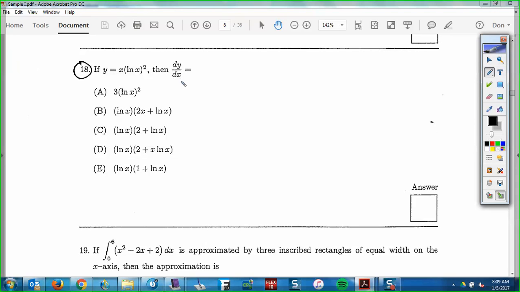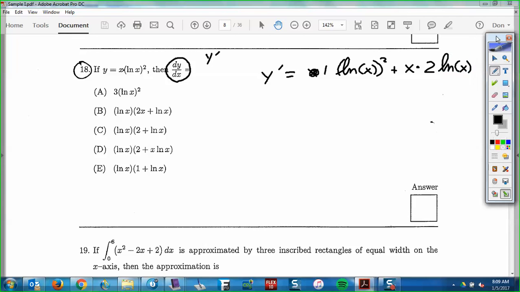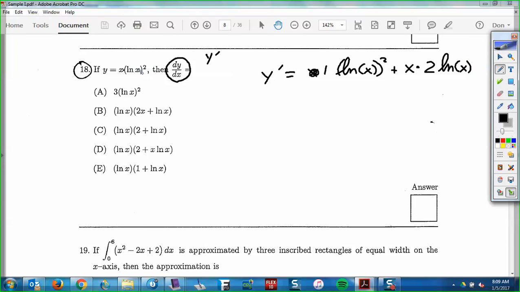Okay, so remember, the notation this packet uses, it uses dy dx a lot more than y prime, but remember, dy dx is just the same as y prime, right? So they're just saying find the derivative of this. So you've got to do a product rule right there. So y prime is going to be the derivative of x, which is 1, times ln x all squared left alone, plus x left alone, and then the derivative of that: you bring the 2 down in front, you leave the ln x inside to the first, so bring the 2 down, ln x left alone to the first, times the derivative inside, which is 1 over x, right?